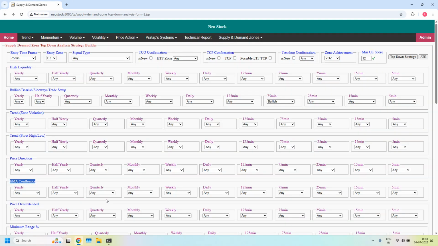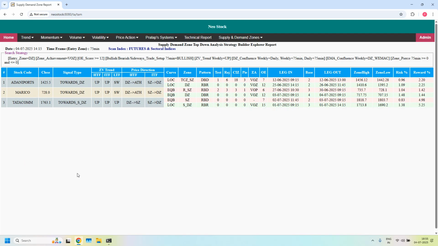In the EMA Confluence at weekly time frame, I am checking weekly demand zone with weekly EMA. At the same time, trend on the weekly should not be sideways. One stock sideways, we don't want that. So that's why I'm selecting the trend as uptrend, because it is bullish trade setup. Let's verify. So we got 3 stocks. Out of 6 uptrend HTF stocks, 3 are filtered.